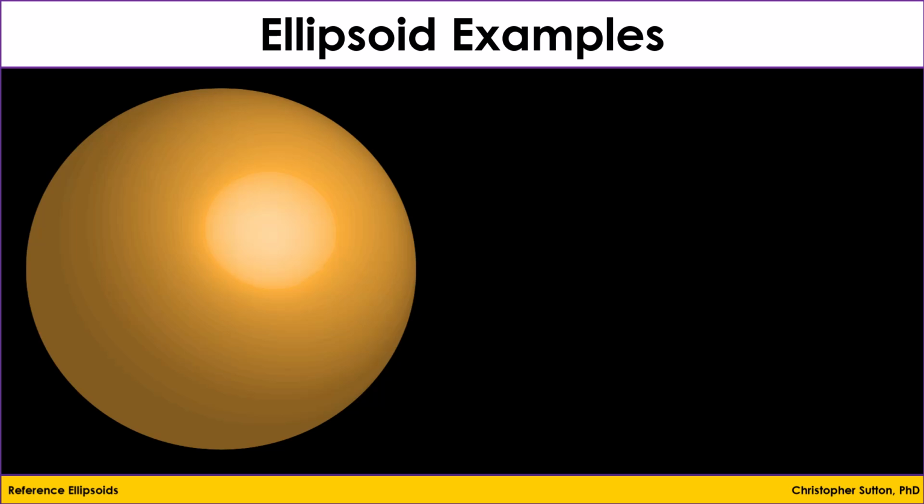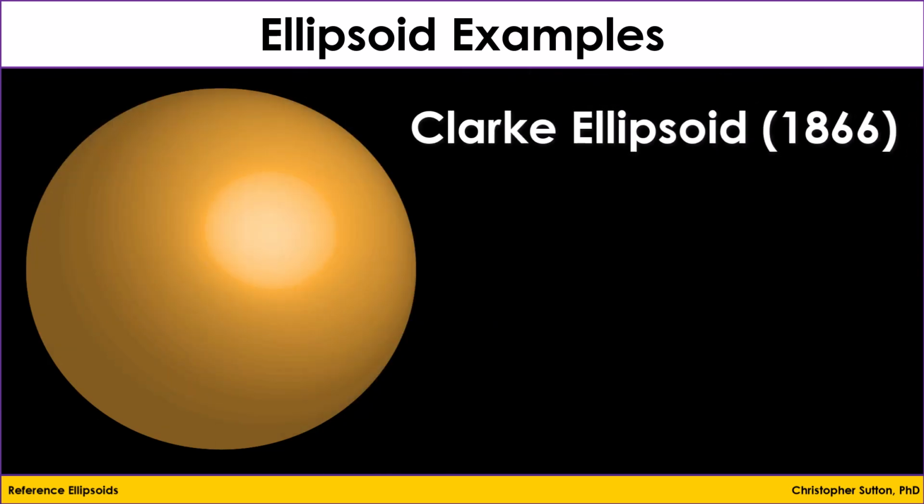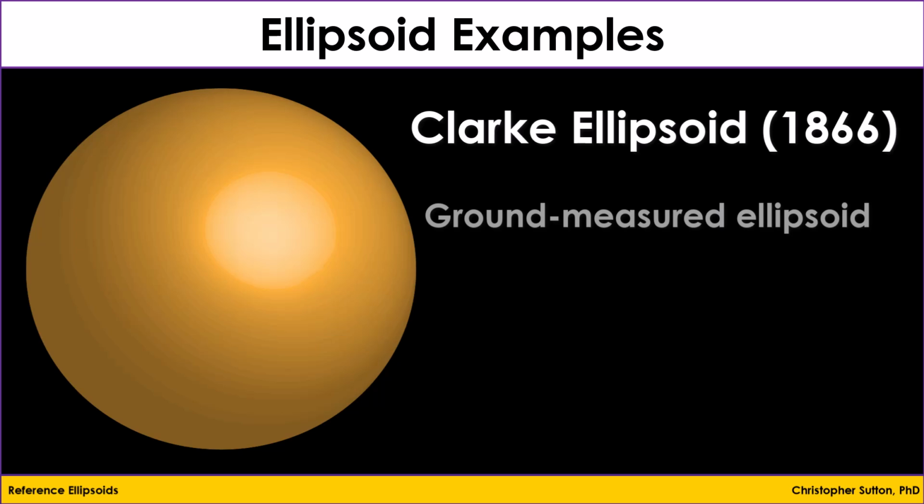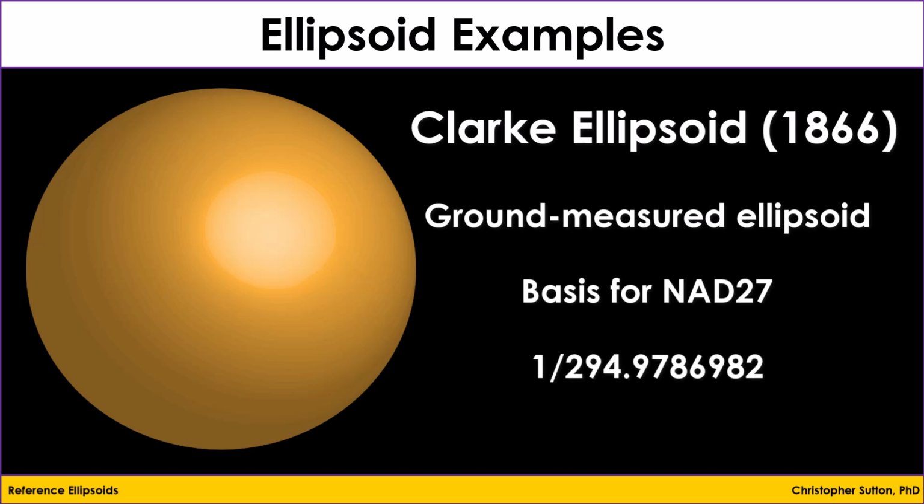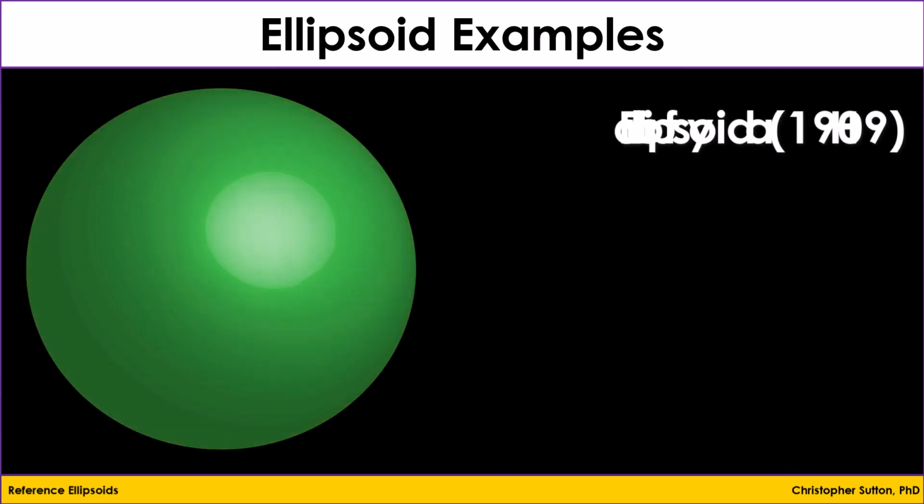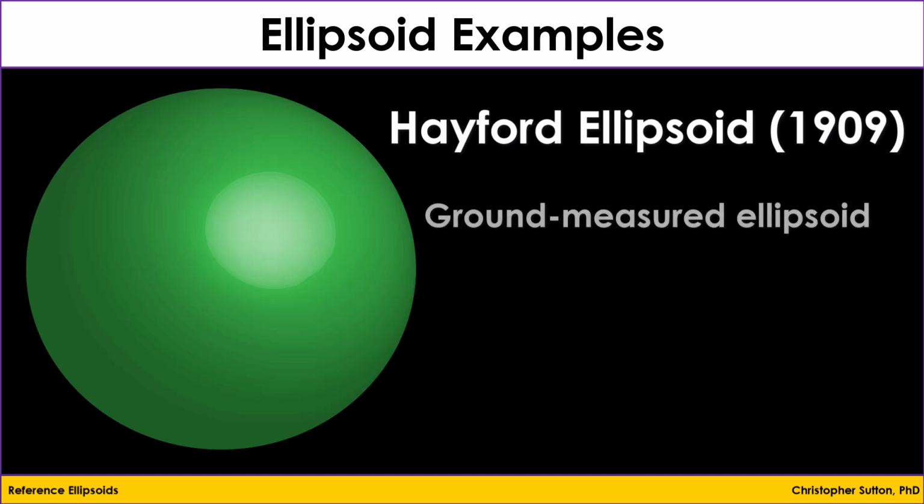We'll begin with the Clark ellipsoid of 1866. The Clark ellipsoid is a ground-measured ellipsoid, meaning that Clark went to various places on the planet's surface, did measurements, and then used those measurements to calculate the ellipsoid. The Clark ellipsoid is the basis of the North American datum of 1927, which we will discuss in an upcoming video. The flattening ratio of the Clark ellipsoid is 1 to 294.9786982.